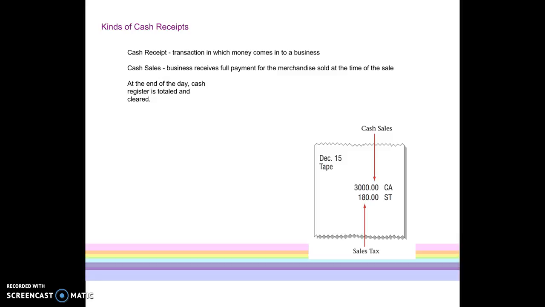At the end of the day, if you think of any type of business in which a cash register is used, for example McDonald's or QuickTrip, cash register sales are going to be totaled, cleared, then recorded and accounted for in the journal. So let's take a look at these different cash receipts and how they're transacted.